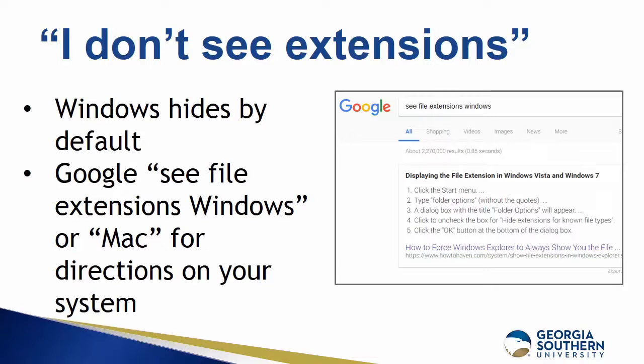If you don't see your extensions, you can turn them on. Windows hides them by default. Basically, I can go into the instructions, but it just takes too long. Just go to Google and type in a search, "see file extensions in Windows" or "see file extensions on Mac," and it'll give you instructions on how to turn that on so you can see them.